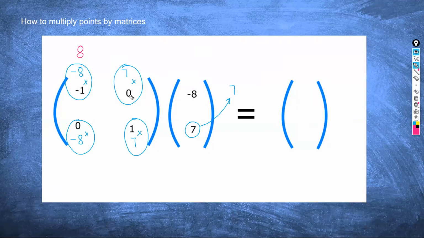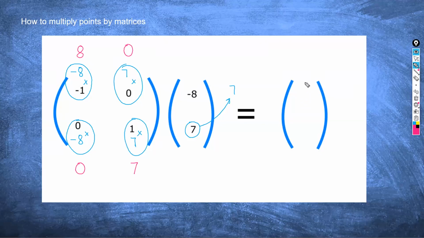7 multiplied by 0. Now, this is where a lot of people made mistakes. Anything multiplied by 0 is 0. Too many people put 7 here, right? And a lot of Form 5s make that mistake, right? Just keep reminding yourself, anything multiplied by 0 is 0. 0 multiplied by 8 is 0. 1 multiplied by 7 is 7.